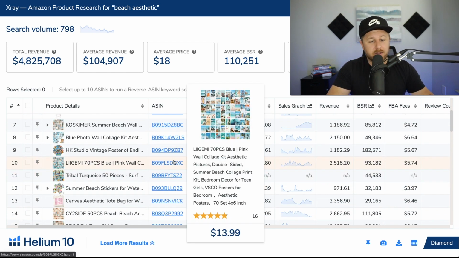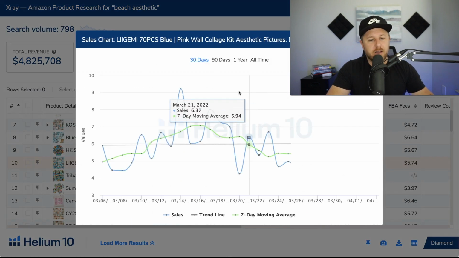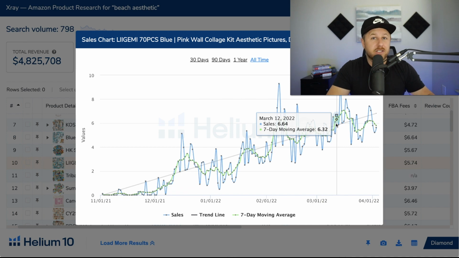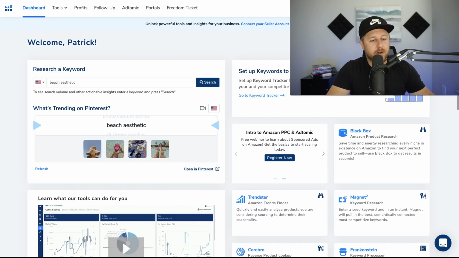We could see those other sellers selling those wall decor pictures are only doing about $2,500 in sales. I also like to look at their sales history. All time, they started selling these in November of 2021. They're averaging about 6 sales per day. So that is a very low revenue product. So that is just an idea that I wanted to check.